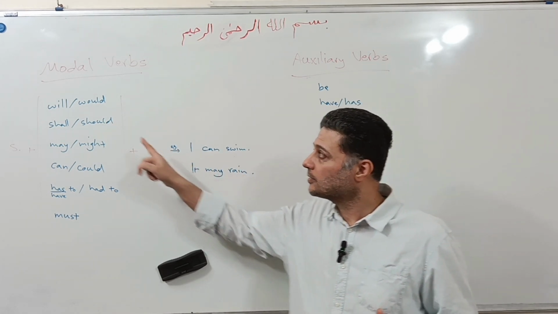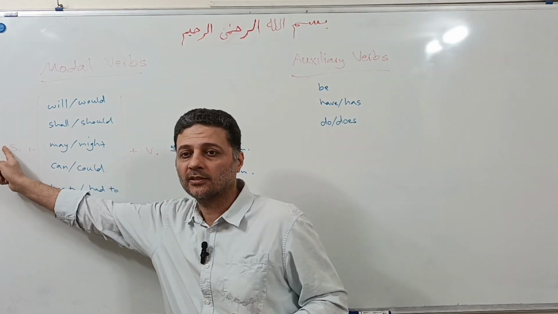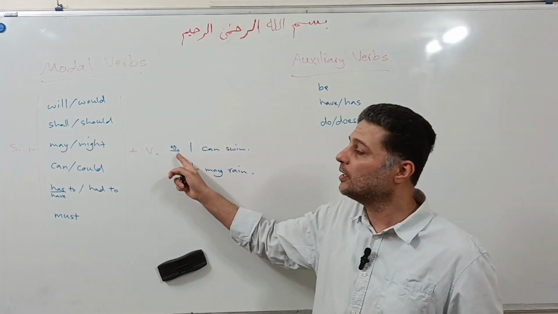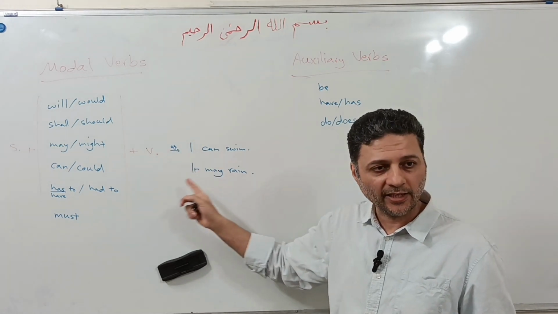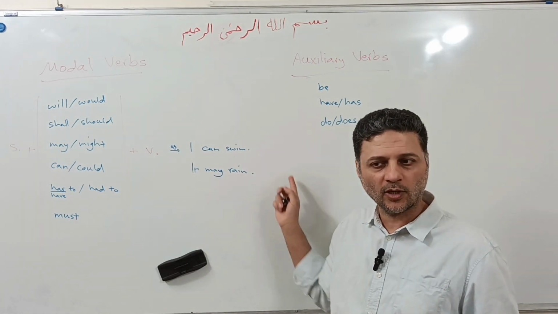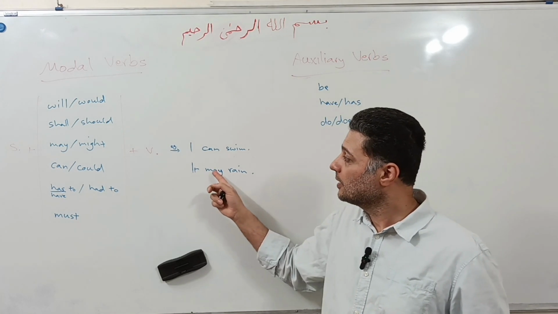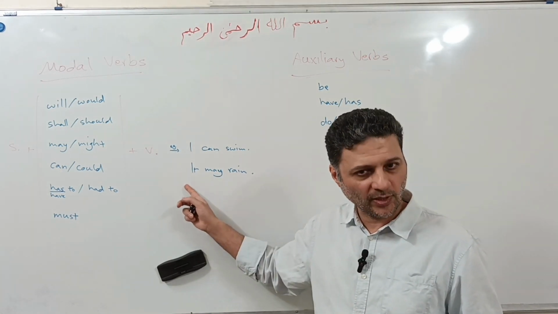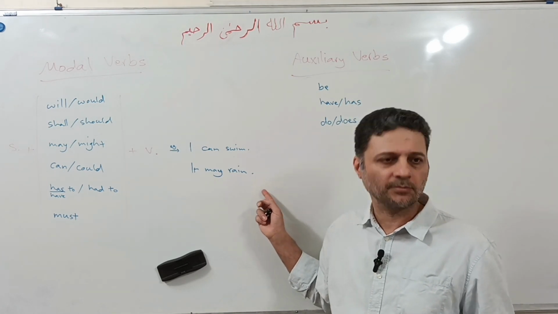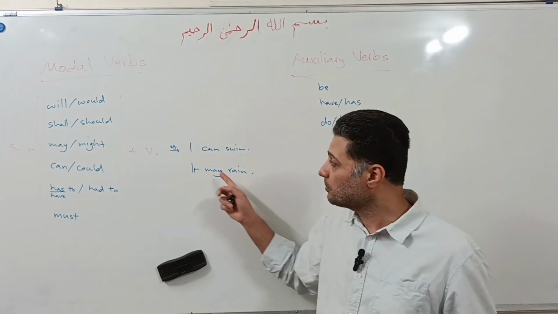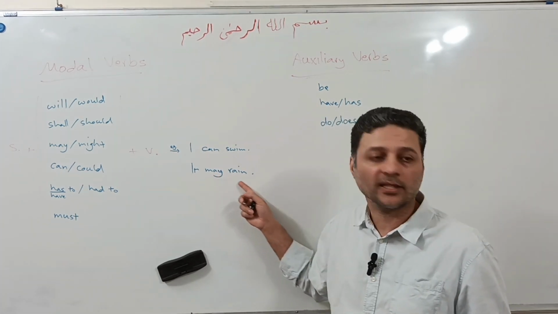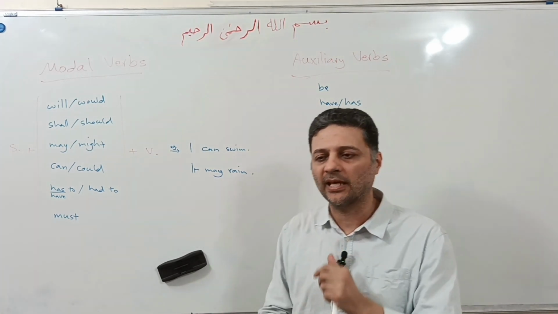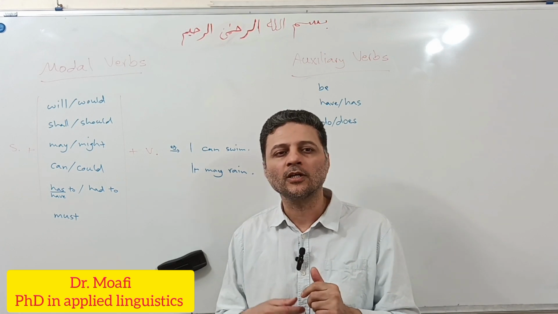Can you swim? Well, we bring the modal verbs to the beginning, before the subject, so it will be like, can you swim? Yes, I can. No, I can't. It may rain. May it rain? Yes, it may, or no, it may not. Okay? But how about the negative form? It may not rain. This is the way we make negative structures or questions.